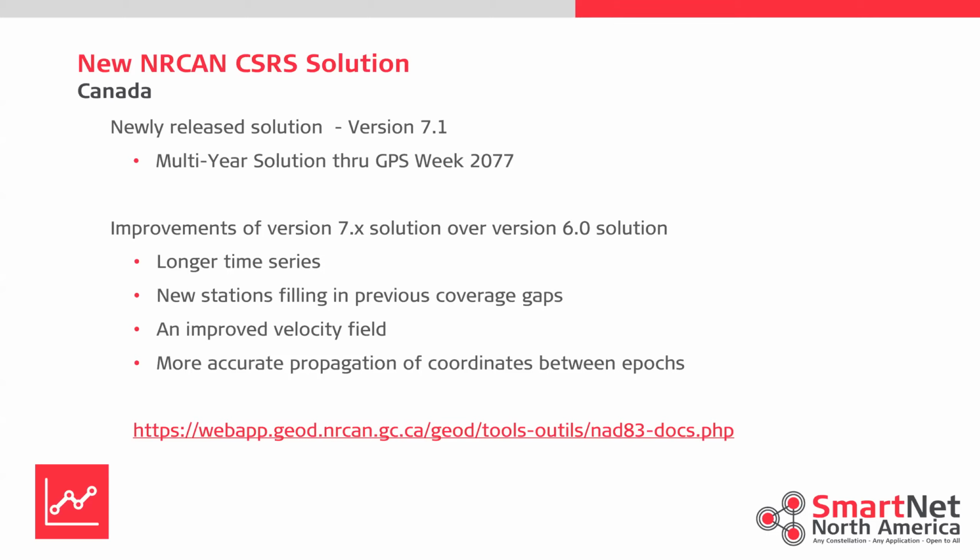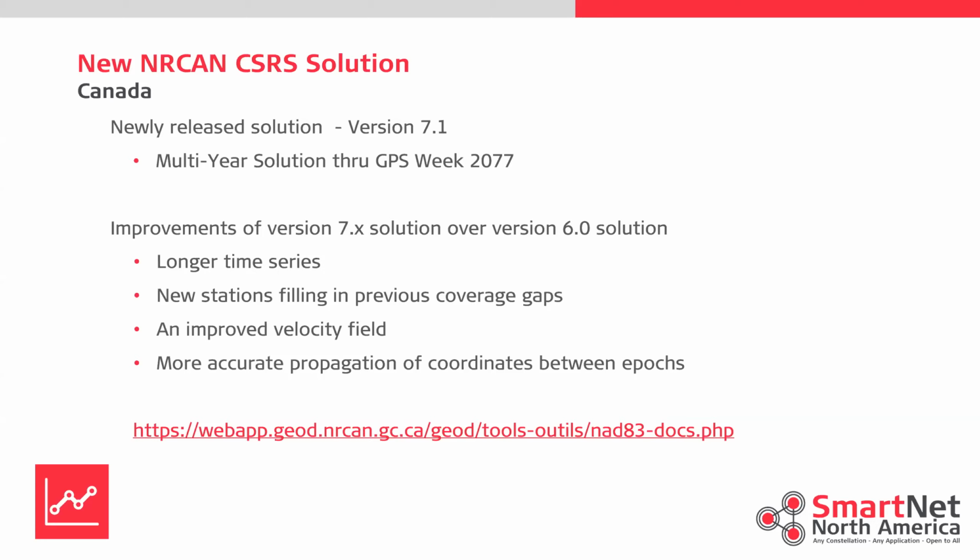Version 6 is what most people talk about in Canada, unless you're in BC, and then you talk about version 6, version 3, and version 4. It's awesome. But there are improvements in version 7 over the version 6 solution: a longer time series, new stations filling in previous coverage gaps, an improved velocity field, and more accurate propagation of coordinates between epochs. All these things are improvements over the old version 6 solution.